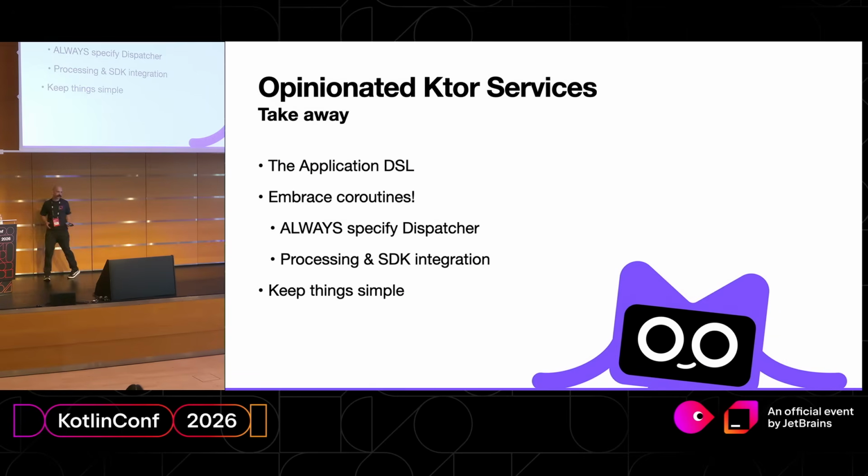So what do I hope for you to take away from this talk? Well, first of all, embrace the application DSL. Right? It's the core of the Ktor library. I think it's a strong type to include in your dependency graph. It allows you to run coroutines. And with that, I want to say, embrace coroutines. Ktor is a framework built on top of coroutines. It allows for extremely powerful patterns, as we saw for processing events or SDK integration. But you always should set a dispatcher explicitly.